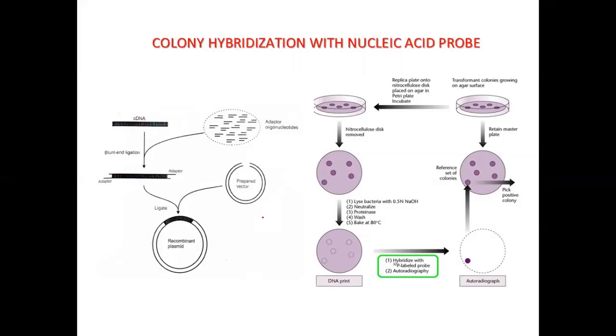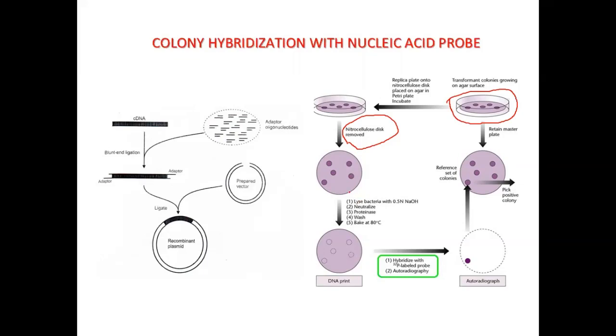X, we do a plate lift assay where you have transformed colonies growing on the agar surface, and we make a replica of that by placing a nitrocellulose disc on top of the colony plates, and we remove the nitrocellulose disc. We treat the nitrocellulose disc so that we can proceed for hybridization.